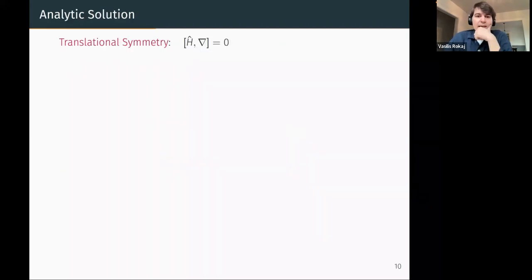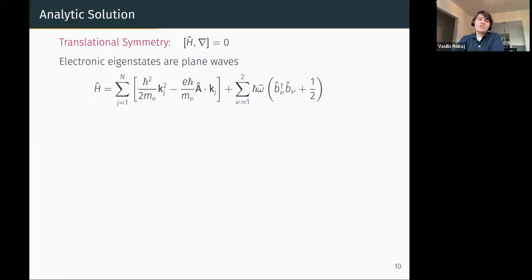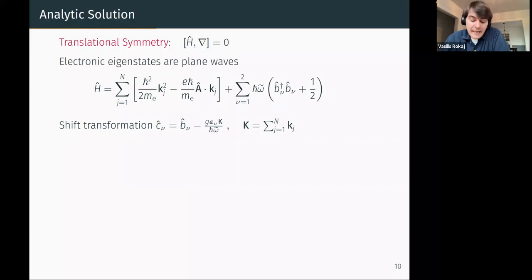And yes, where was I? Yes, so I was at this point. The electronic eigenstates are plane waves, and then we can essentially apply the Hamiltonian on these plane waves, and this is what we get. So we have this still bilinear coupling between the momenta and the A field, and this is also easy to diagonalize by doing a coherent shift transformation. What I'm doing here is shifting the B operators, the dressed bosonic operators, by the total momentum in the system. So capital K is the sum of the single particle momenta. And once you have done that, then essentially you have solved your problem.